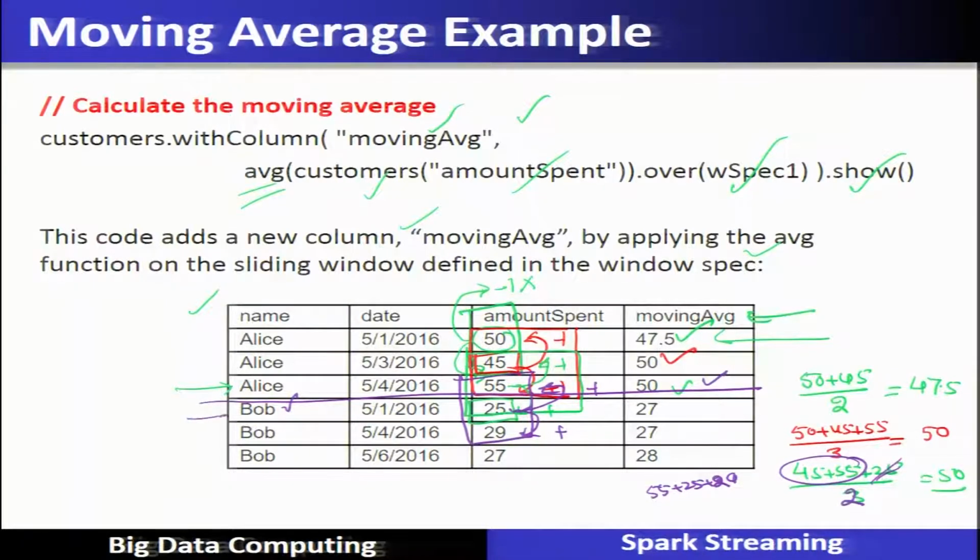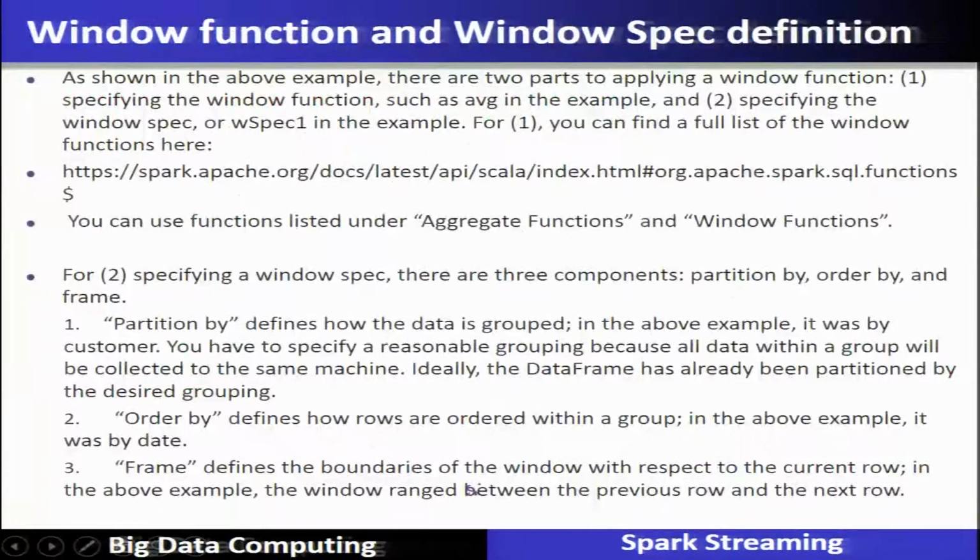So let us see about Bob. In Bob's case, the previous value is not there and +1 will be there. So only these two values will be used. Why? Because before that it is an Alice value. So 25, sorry.